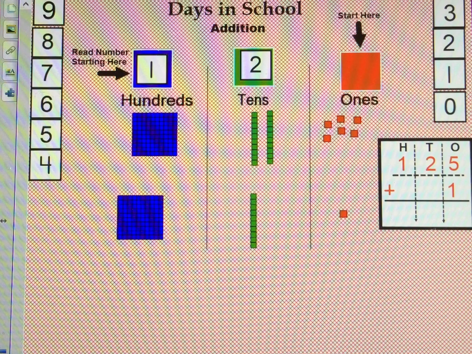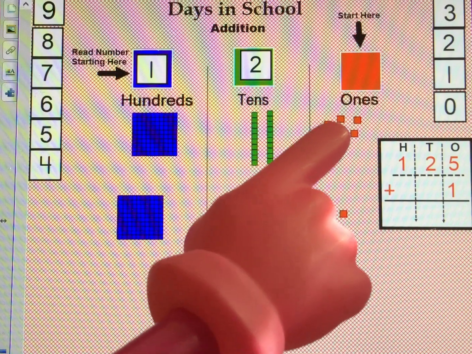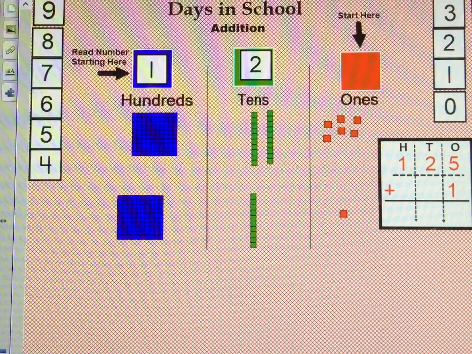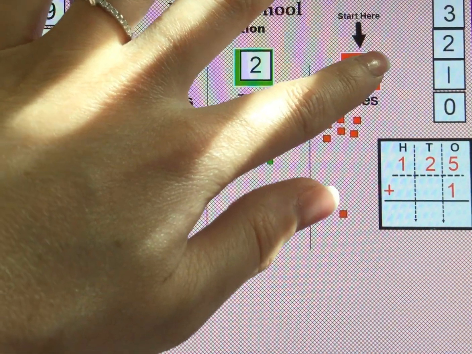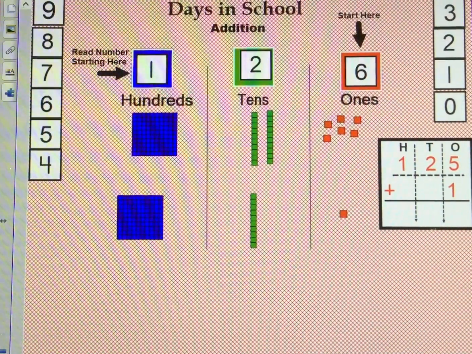On Friday, before we went on to spring break, we had accomplished 125 days. Today is one more day we are adding to that. So let's count the cubes in the ones place. Ready, go. 1, 2, 3, 4, 5, 6. That's right. So we're going to start in the ones place.